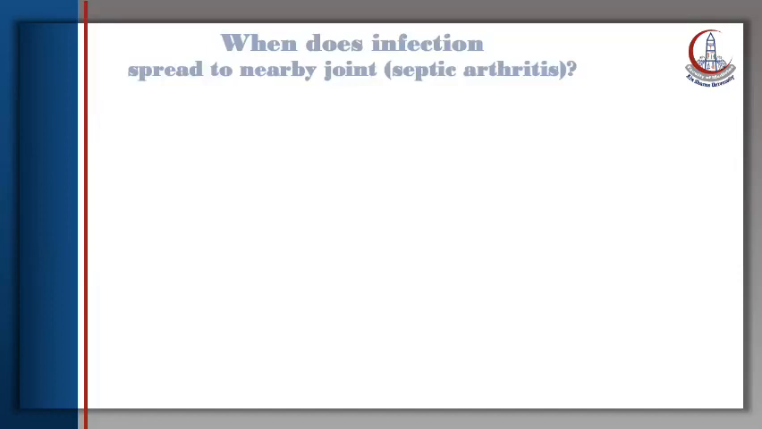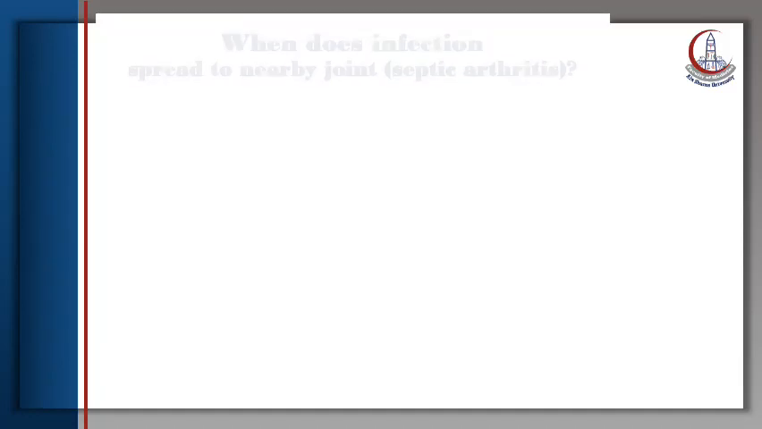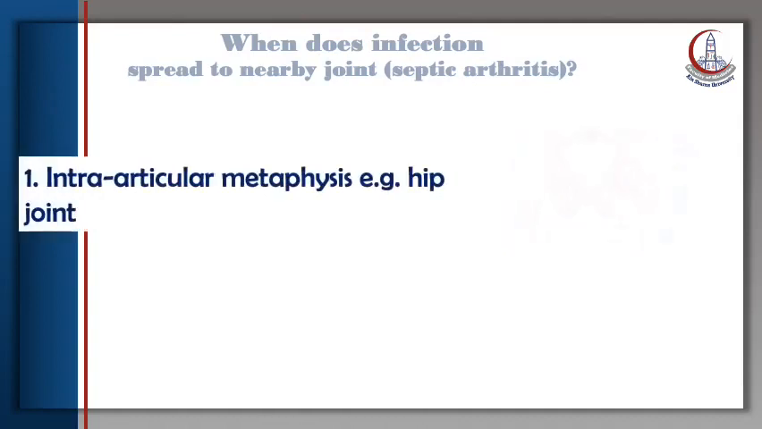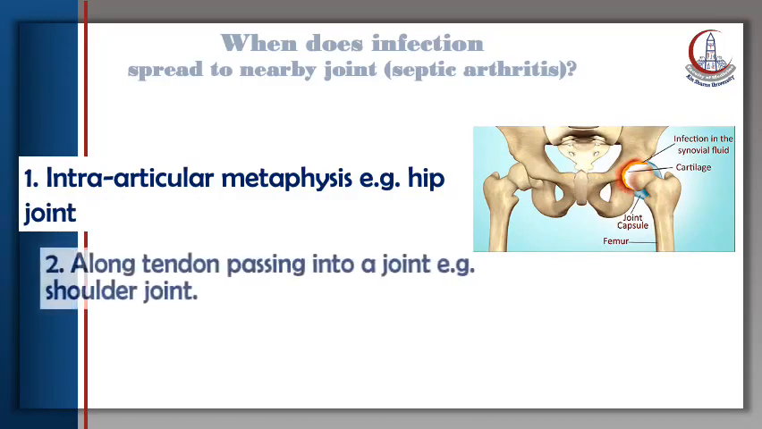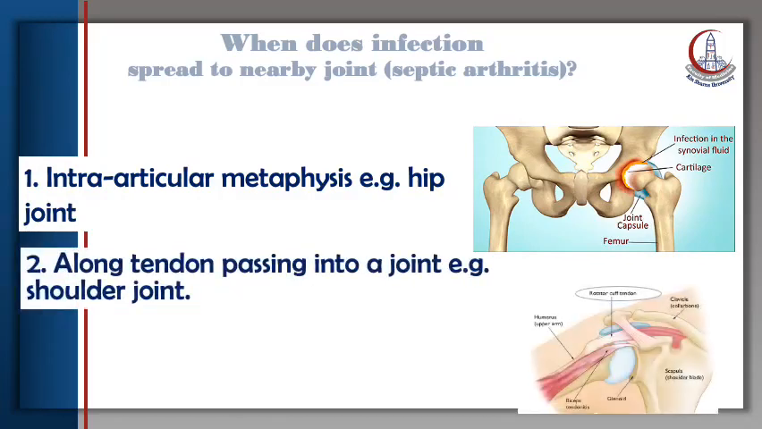Sometimes the joint exhibits spread of the infection into it, in certain cases only. It occurs when there is an intra-articular metaphysis, meaning that the metaphysis of the bone is present inside the joint. This is encountered in the hip joint. Another example is the presence of a long tendon passing into the joint. This example is found in the shoulder joint. So when the humerus is affected by osteomyelitis, the infection may spread to the shoulder joint.